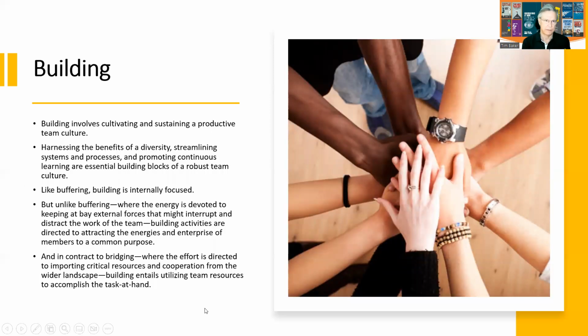Now, the third element is building. So building involves cultivating and sustaining a productive team culture. So this is about creating a culture within your own team. This is basically the way we do things around here. Now, all teams, despite what you might think, have a culture. The question really is, is this culture effective or ineffective for our team? And so the first thing is to identify what the culture of the team is. And then, of course, the next job is for you to improve the culture of your team.